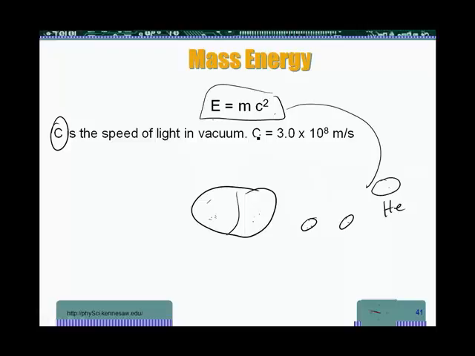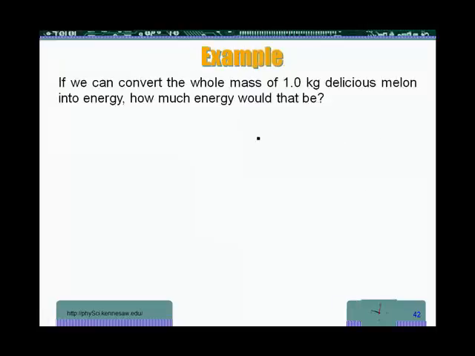Okay, we are not going to use this equation for solving any motion problems, but it was worth talking about it a little bit since it is a famous equation. We'll work an example dealing with it here. Let's say we can convert the whole mass of a 1 kilogram delicious melon into energy. How much energy would that be? Now, E is equal to mc squared.